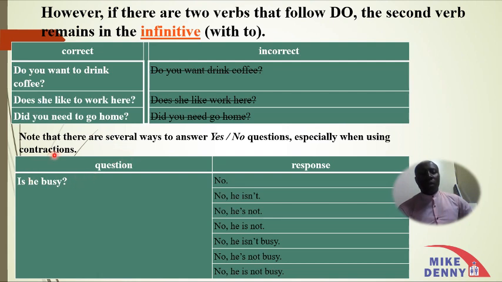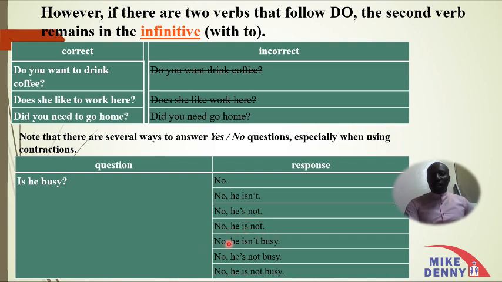Note that there are several ways to answer yes or no questions, especially when using contractions. What are contractions? Contractions are word shortenings. For example, is he busy? Someone can just say no. Someone could say no, he isn't. Another could say no, he's not. This is he is not, contracted form. Or no, he is not, full form.